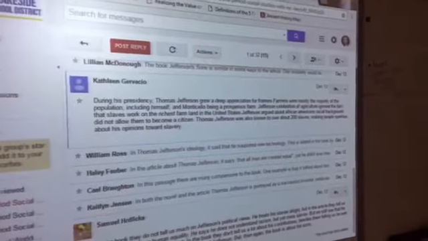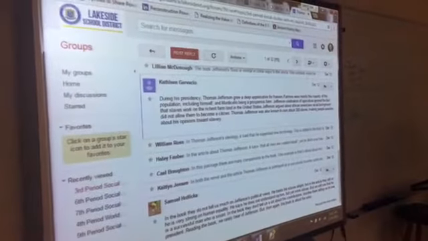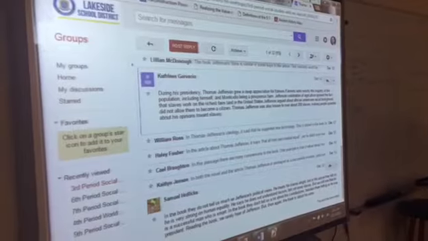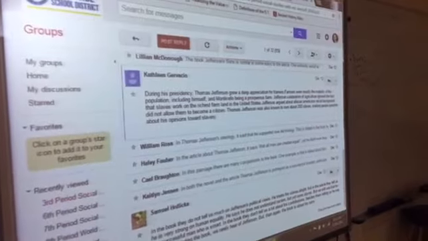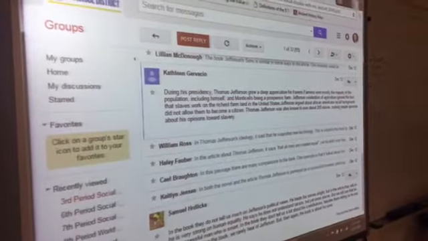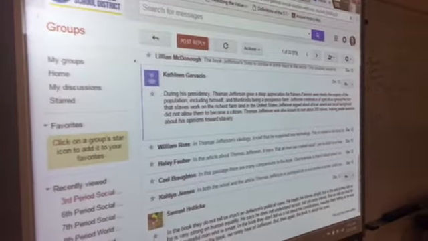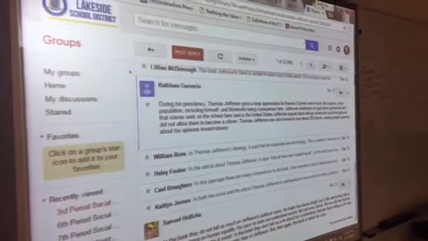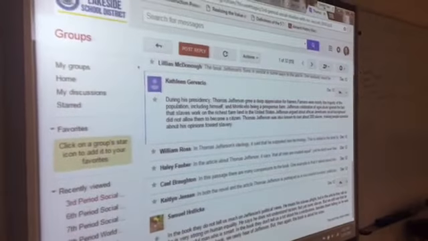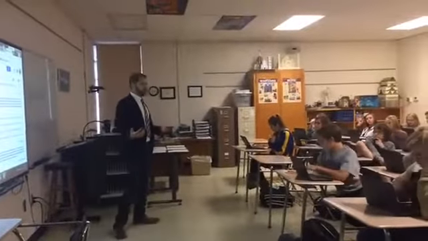Kathleen said, during his presidency, Thomas Jefferson grew a deep appreciation for farmers. Farmers were mostly the majority of the population, including himself, and Monticello being a prosperous farm. Jefferson's celebration of agriculture ignored the fact that slaves worked on the richest farmland in the United States. Jefferson argued about African Americans' racial background, not allowing them to become citizens. Thomas Jefferson was also known to own about 200 slaves, making people question his opinions about slavery. Very good, Kathleen. Excellent.